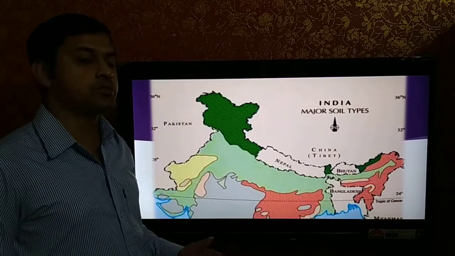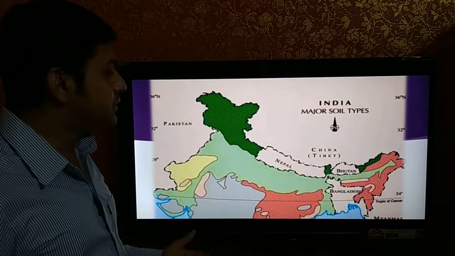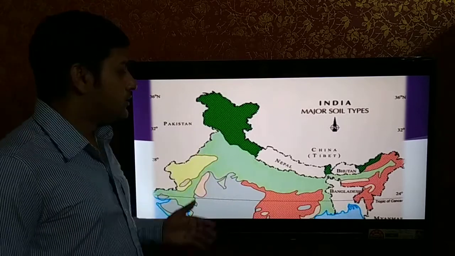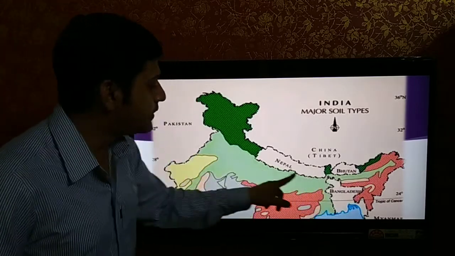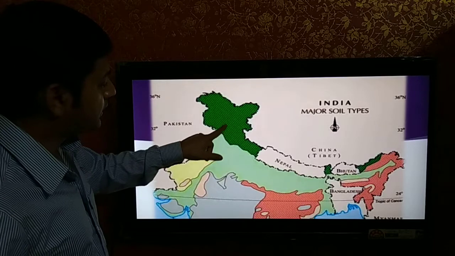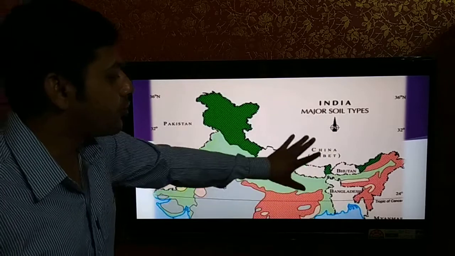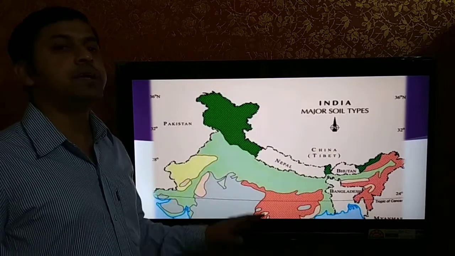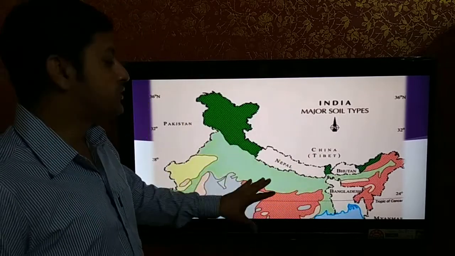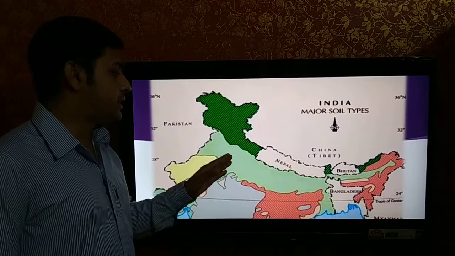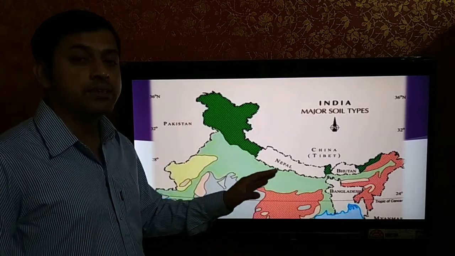The next vast type of soil is the alluvial soil. Alluvial soil is mainly formed by the deposition of river sediments. So the entire North Indian plain is covered by alluvial soil. Here the Indus river system, Ganga river system and Brahmaputra river system and their territories comprise the northern plains, and the northern plains are mainly filled with alluvial soil. Alluvial soils are mainly found in these states: Punjab, Haryana, Uttar Pradesh, Bihar, West Bengal, Assam. In these states you can find alluvial soil.